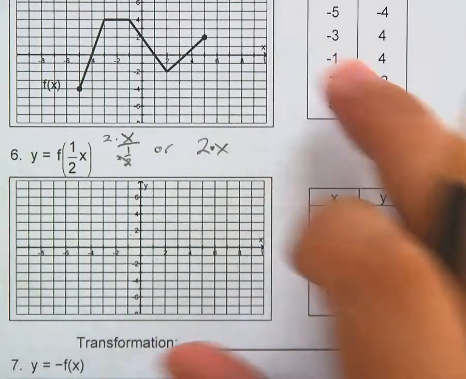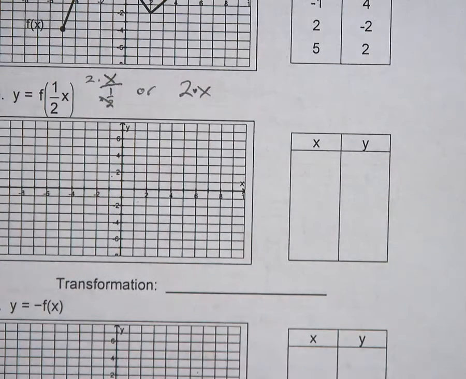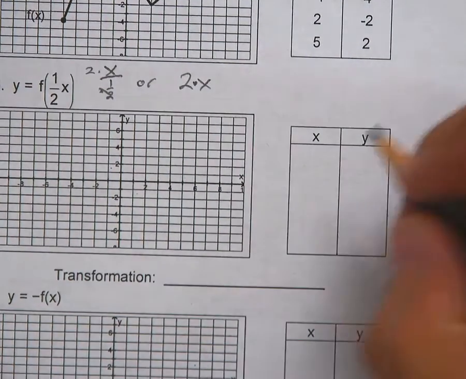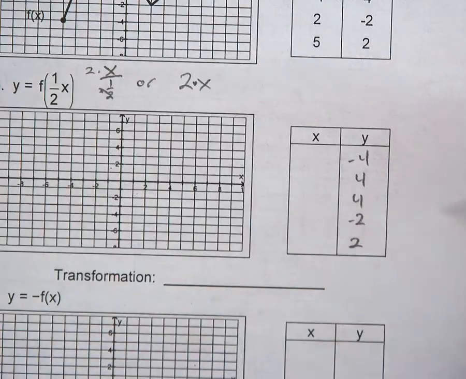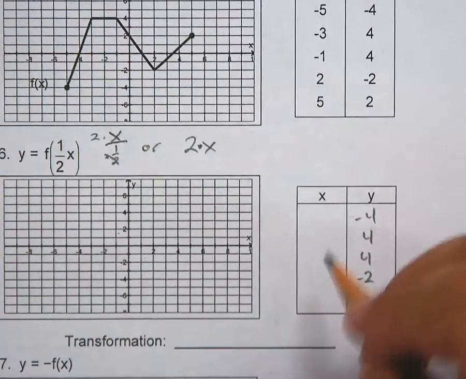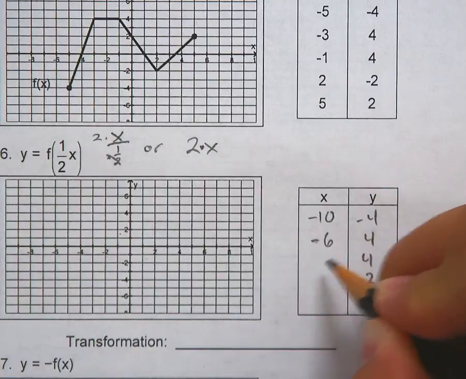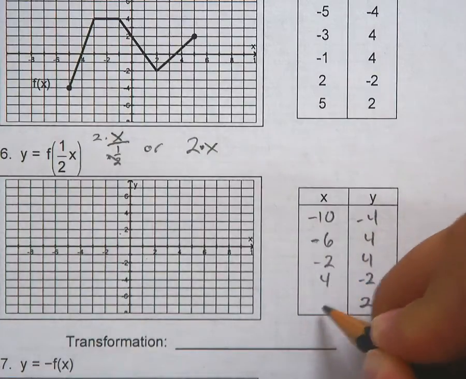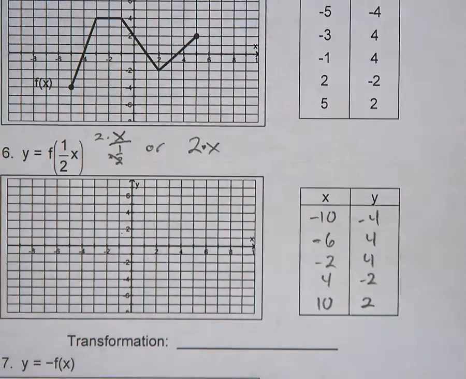So here's our xy values. Notice your y values have not changed yet, so I'm going to keep those the same: -4, 4, 4, -2, and 2. My x values, I'm going to multiply by 2. So this is going to be -10, -6, -2, 4, and 10. Multiplying these x values by 2.